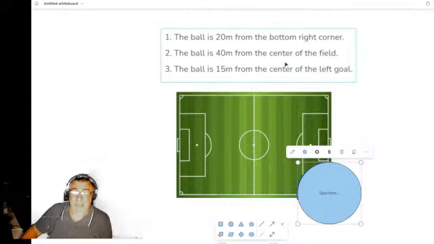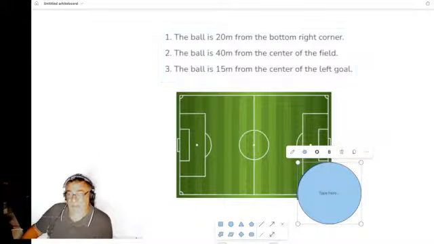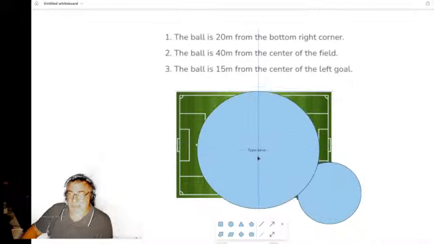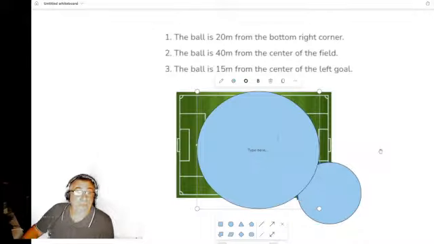Now, the next thing he says here, it's 40 meters from the center of the field. Let's draw a circle about double the diameter of the first one and place its center there. And what do you notice? There are 2 places where these 2 circles overlap. Interesting. So the ball might be there and the ball might be there.